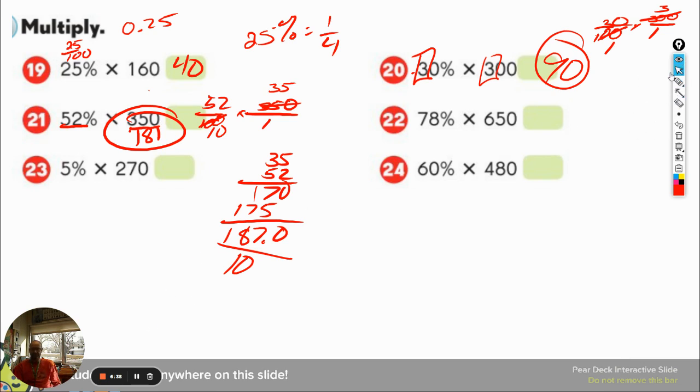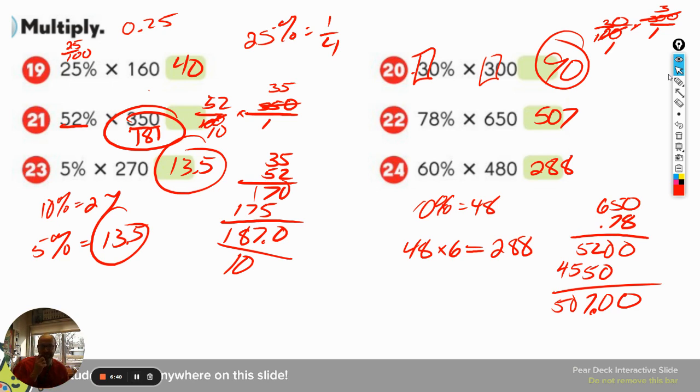Just wait. All right, let me take you through my madness here. For 22, I did the 78 times 650. I did it as 78 hundredths, and I just multiplied it out, and I got 507 with 2 zeros at the end.